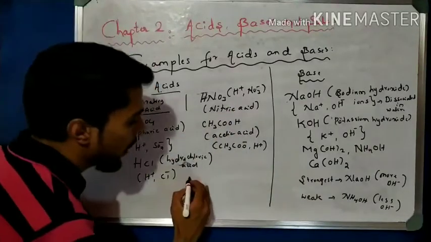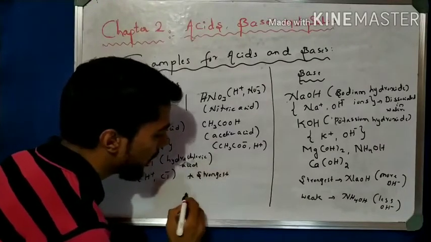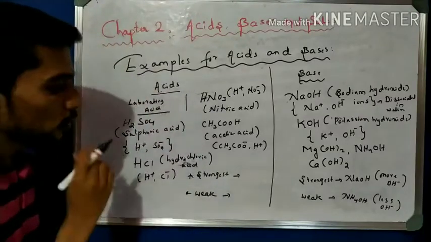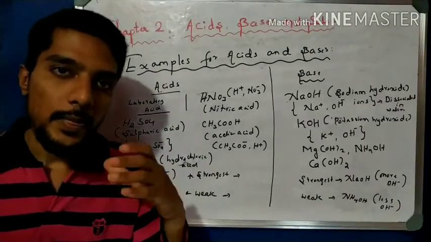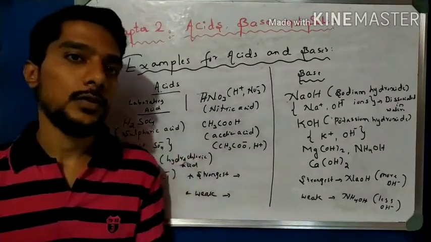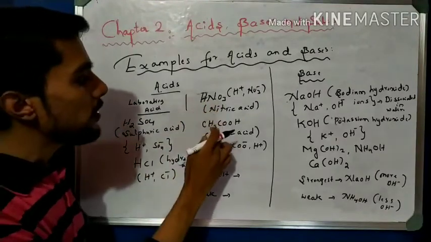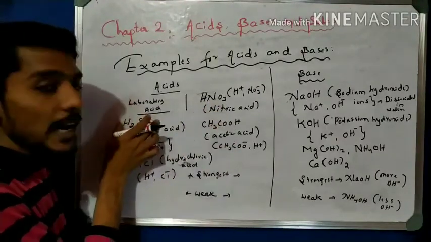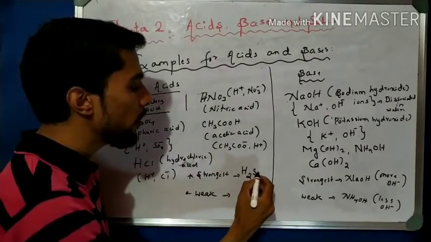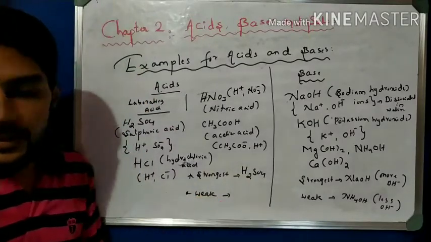Now classify them as strongest and weakest acid. Strong acid and weak acid. So strong acid meaning is what? The acid which gives more amount of H plus ions. Among H2SO4, HCl, HNO3 and CH3COOH, the sulfuric acid gives more H plus ions. Therefore, the strongest acid is sulfuric acid.